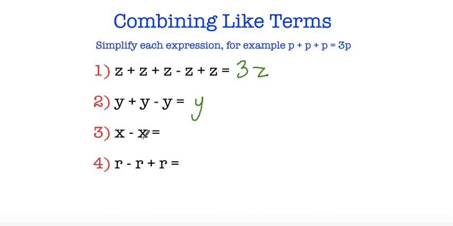And here I have x minus x, which is just 0. And then I have r minus r, which is 0. Plus r is 1r, or simply r. Okay? So it's as simple as that.